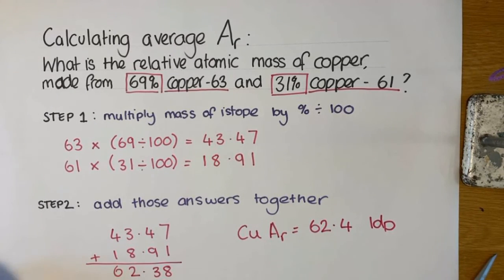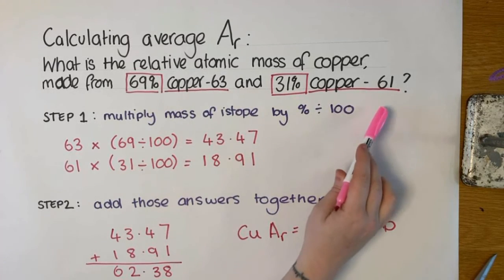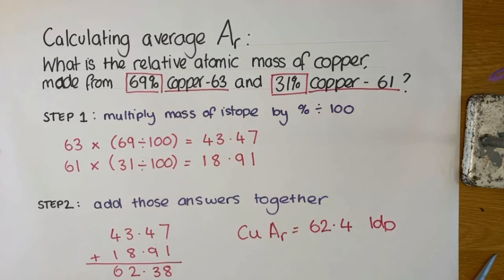Now I can tell that that's a pretty good answer because it's in between the two that I had to start with. So if your final answer is in the middle of the two masses you had in your question, you've probably calculated it right. If it isn't, you need to go back and take another look.